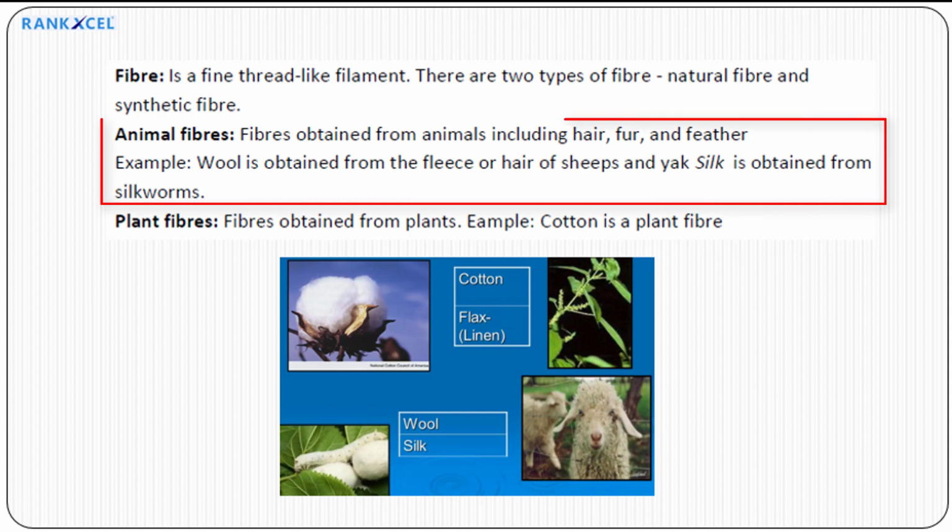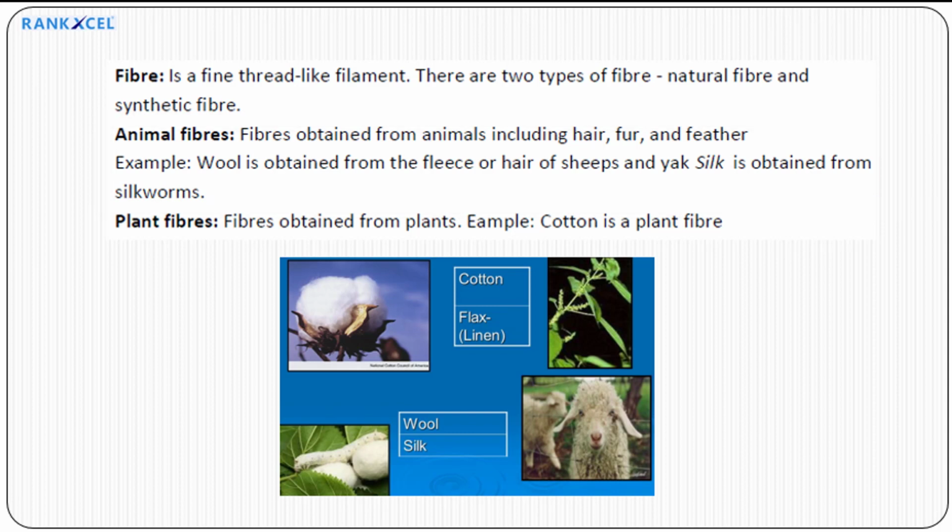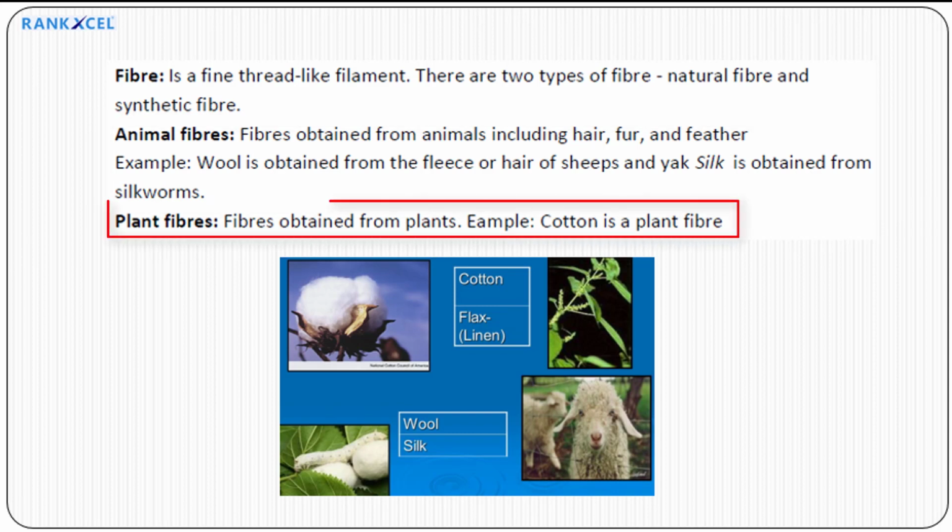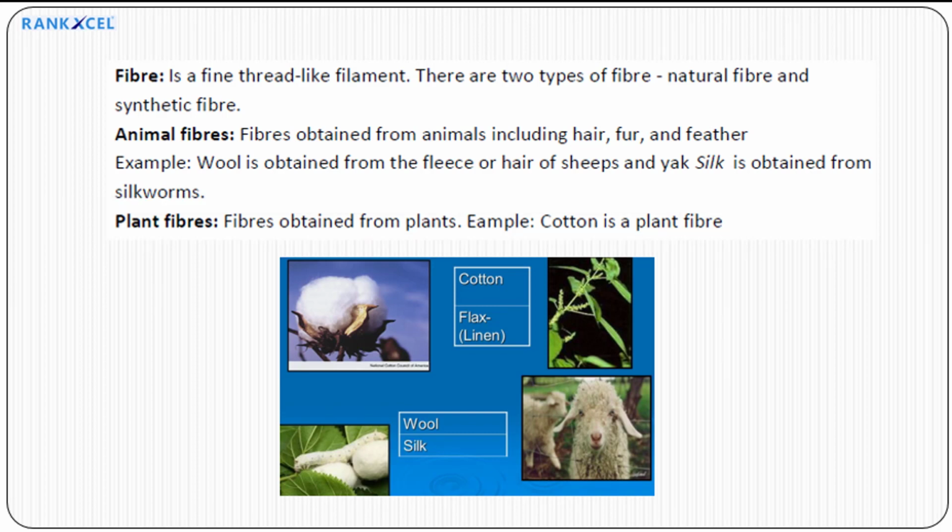Animal fibers. Fibers obtained from animals, including hair, fur, and feather. Example: wool is obtained from the fleece or hair of sheep and yak, and silk is obtained from silkworms. Plant fibers. Fibers obtained from plants. Example: cotton is a plant fiber.